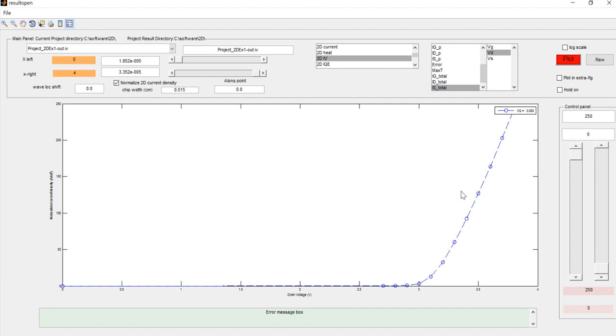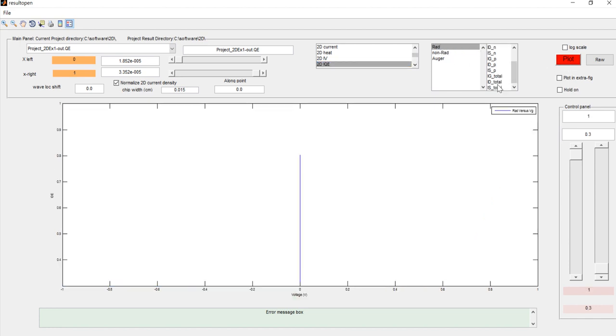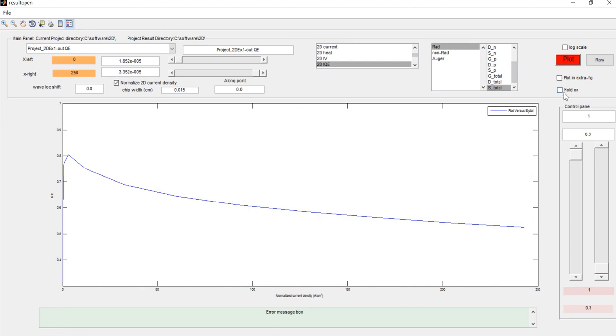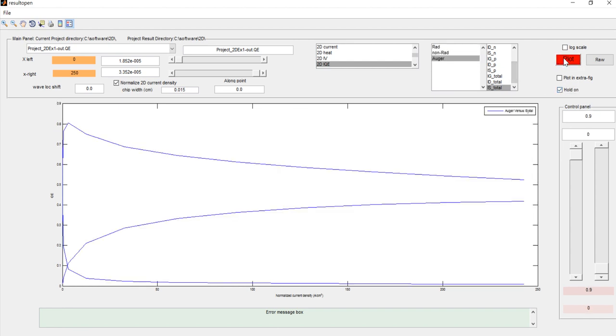Okay. So this is the IV, IQE. Then if you plot IQE, IS total, hold on, non-radiative, OJ. Okay, you can plot them together, and then you can find that it's not a very beautiful line. It's because we didn't calculate too many points.